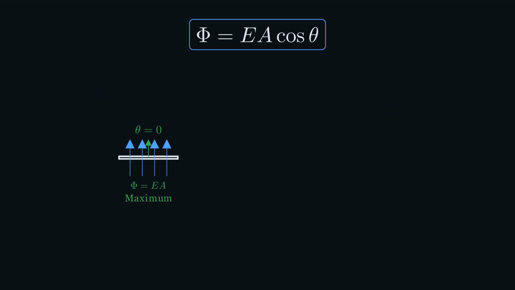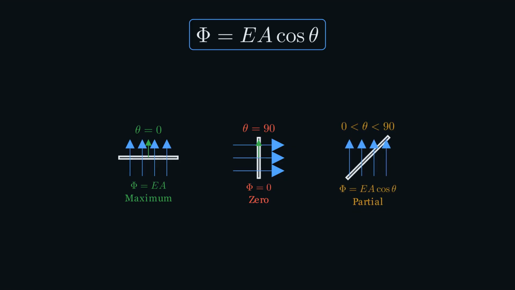Let's check the three important cases. When theta is 0, the field is perfectly perpendicular to the surface. Cosine of 0 is 1, so you get maximum flux, Phi equals EA. When theta is 90 degrees, the field is parallel to the surface, sliding along it. Cosine of 90 is 0, so flux is 0. Nothing passes through. And when theta is somewhere in between, you get a fraction of the maximum. This is the foundation that Gauss's law is built on.